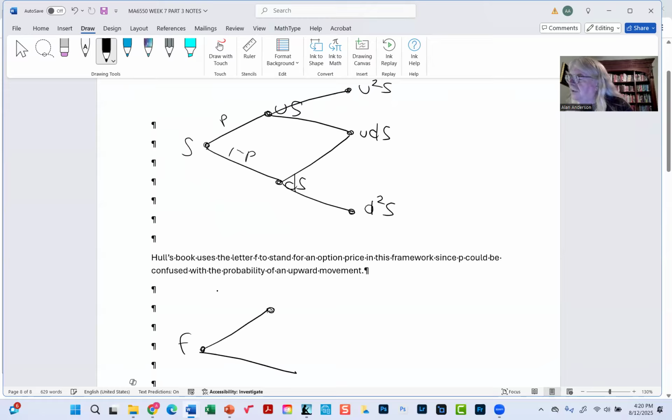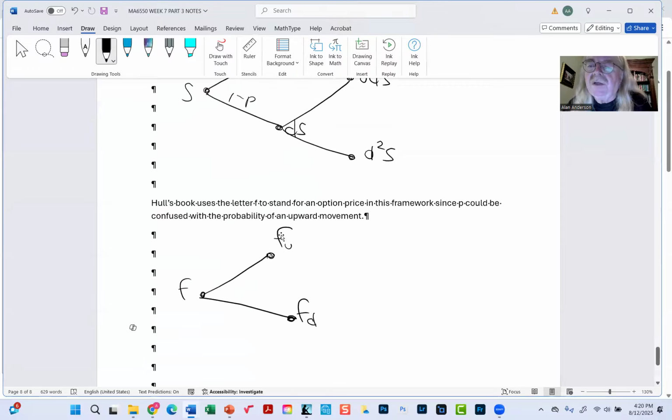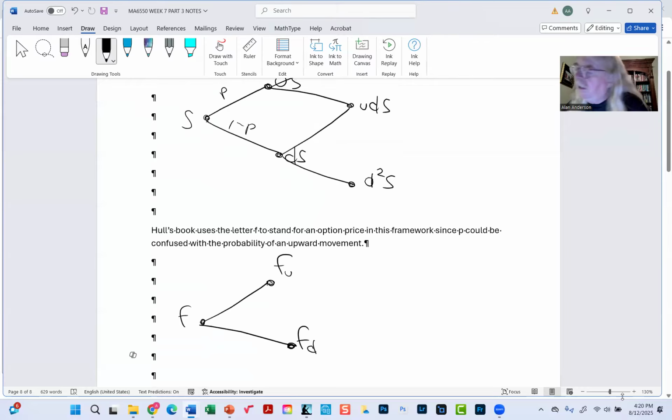Now, the notation can get a little confusing. The up and downward movements in the option tree are not necessarily multiplied by constants like in the stock tree. So what Hull does is write this as F with a subscript of U and F with a subscript of D. You have to be careful of that. These are not multipliers. This is F sub U and F sub D.